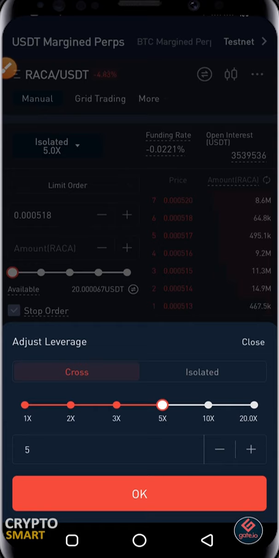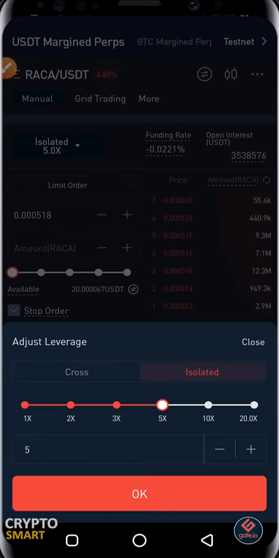For the cross setup, once you are almost liquidated, funds will be moved from that remaining 10 USDT in your futures balance to the trade, to salvage or save the trade. So if you are not ready to risk the funds in your futures account, do well to stay with isolated. So in this case, we are going with isolated, and we hit okay.